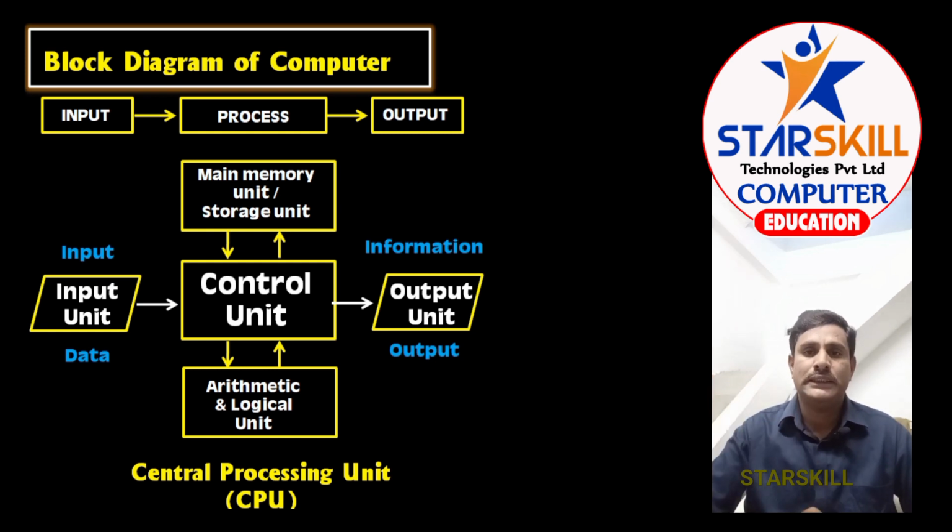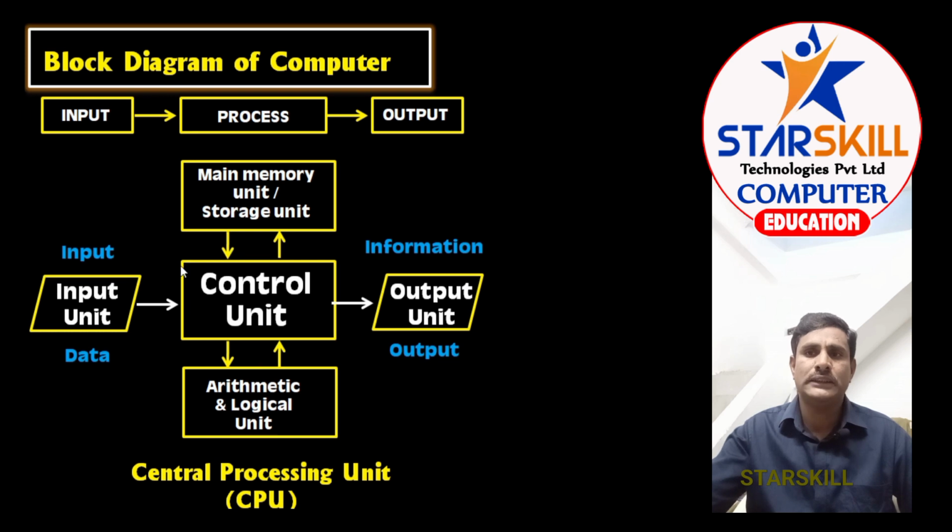What are the examples of input devices? Keyboard and mouse are the main examples. What is the CPU? Central processing unit. Again, the CPU is divided into three main components. One is the main memory unit, MMU. Then we have the control unit, the arithmetic and logical unit, and finally the output unit, for which we use the output devices.